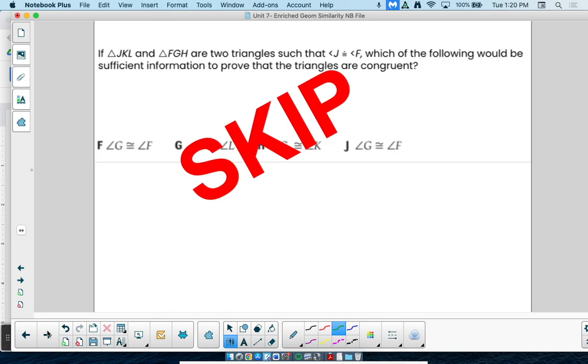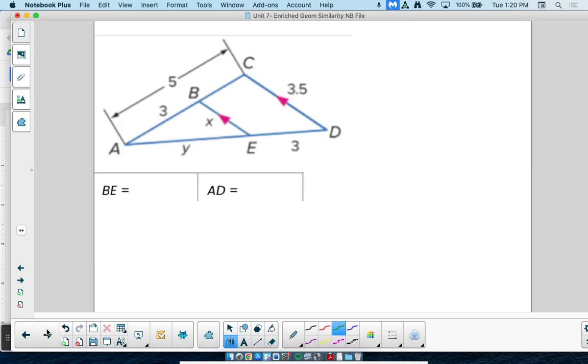All right, the first one we're skipping. Skip it because it's not right. It's a bad example. I apologize. I didn't see it before I printed these. Okay, let's use these similar triangles to help us find missing values.